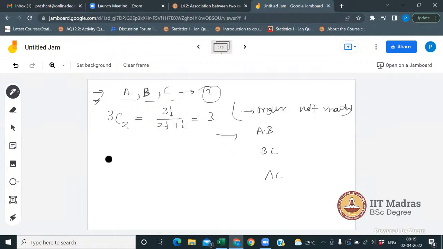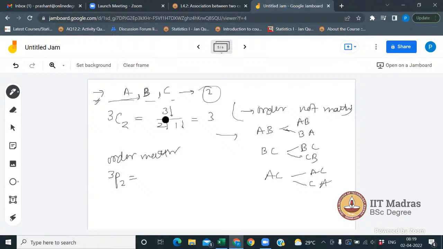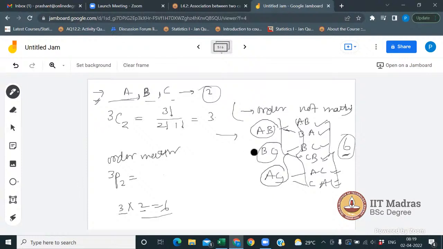Suppose I'm asking for permutation, meaning when order matters. Then AB is different from BA, BC is different from CB, and AC is different from CA. So if you do permutation, that means 3P2, or with the help of these 3 alphabets you have to make 2, that means 3 into 2, which is 6. That gives you 6 possible pairs. But if you do combination, where order does not matter, AB is the same as BA, BC same as CB, AC same as CA, so it gives 3 pairs. So is it clear how order matters or not?